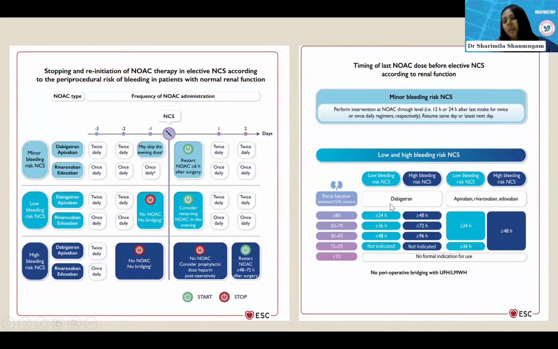As you go by, mostly dabigatran is renally excreted, right? So that's why it requires, as you can see, the difference between the high bleeding risk, all of the other OAC is about 48 hours, but for dabigatran specifically, 80% is cleared by the kidneys. So if the renal function is lower, you need to withhold an extra 3 to 4 days.